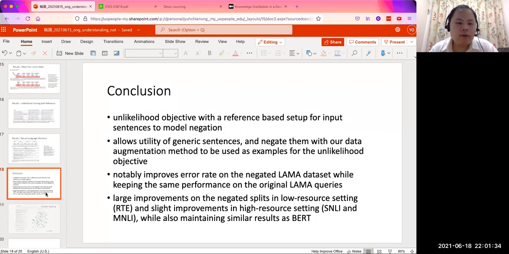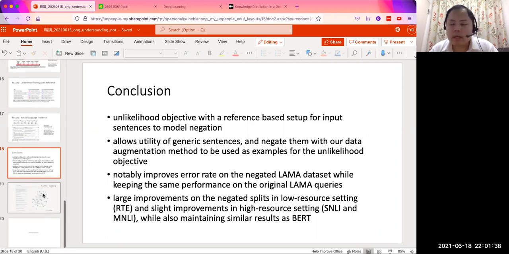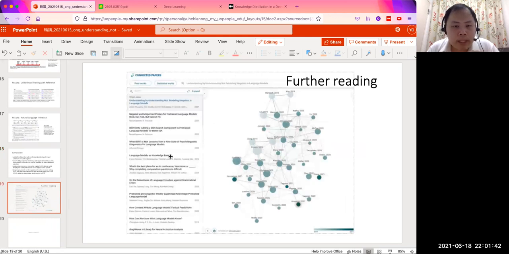Okay, overall, I think it's a very interesting read, and I think it's a pretty cool paper. That said, there are many other papers that talked about similar problems, such as negated and mispriming probes for pre-trained language models. These are preceding papers that actually talked about the negation problem. So if you are interested, feel free to check those out.